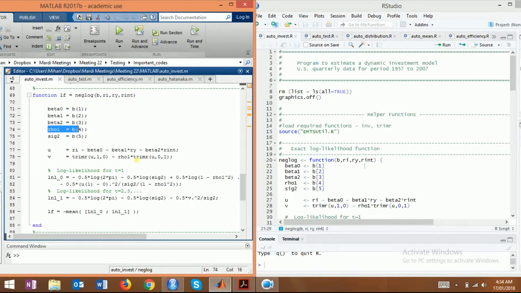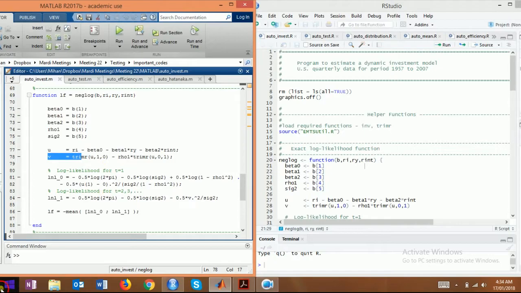So first we need to look into U. Taking the residuals on the left hand side, we have real investment, quarterly data, minus beta naught minus beta 1 real income minus beta 2 real interest rate. This is the main equation. Then V is ut minus rho 1 ut minus 1, so trimmer u1 0 minus rho into trimmer u0 1.